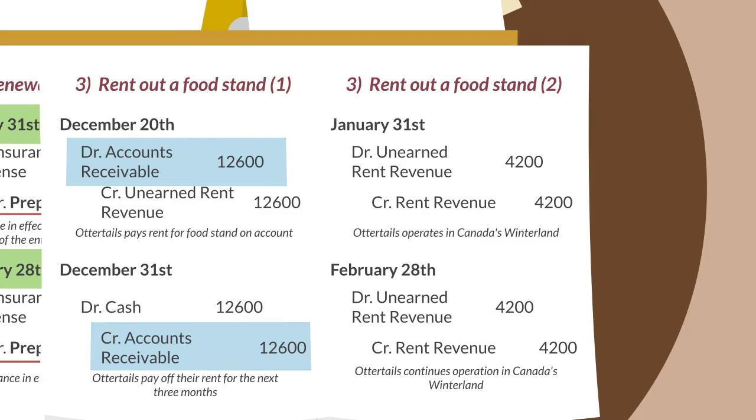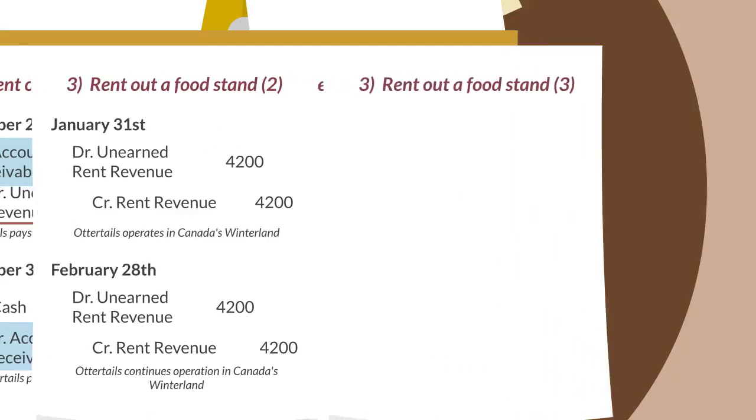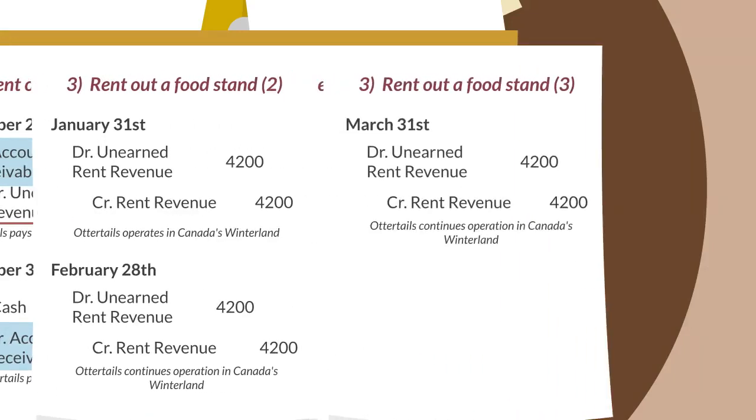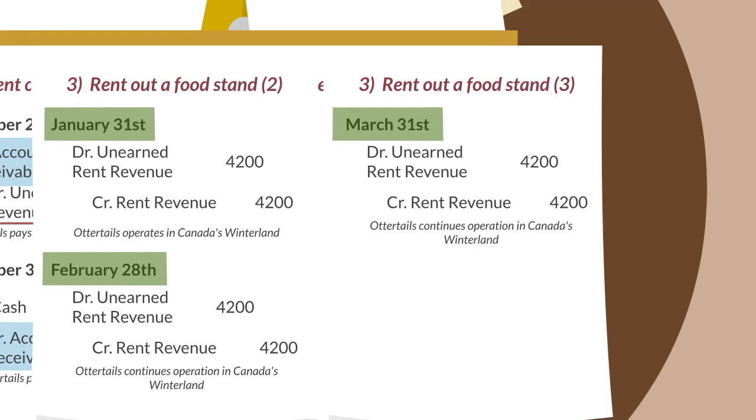Therefore, Canada's Winterland has unearned rent revenue for the season rental amount, which they will receive on December 31st. After December 31st, they will have received the cash for the next 3 months, but will only be able to recognize a portion of that amount as the earned rent revenue over each of the 3 months that Otter Tails will operate the food stand for.